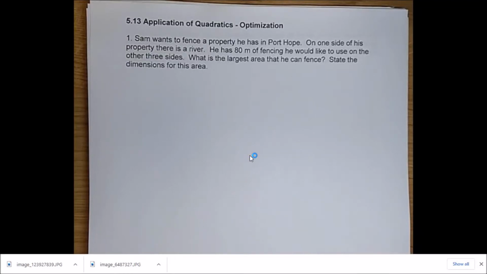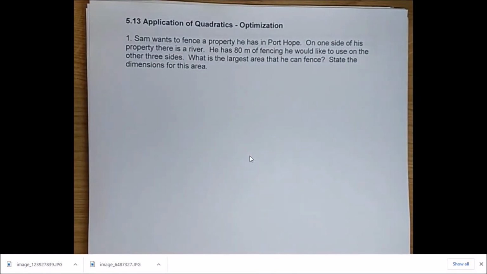Okay, I'm going to do this question right now, and I'll work through. It's an optimization question. So Sam wants to fence a property he has in Port Hope. On one side of the property, there is a river. He has 80 meters of fencing he would like to use on the other three sides. What is the largest area that he can fence? State the dimensions of the area.